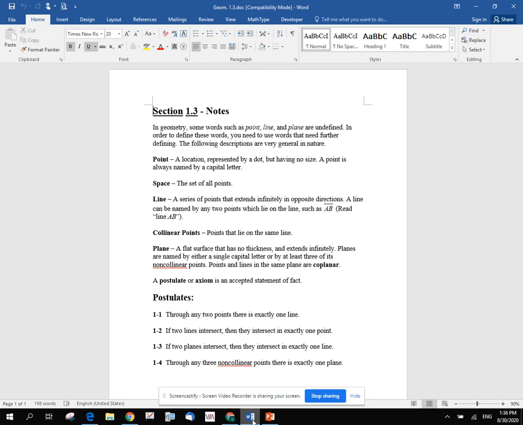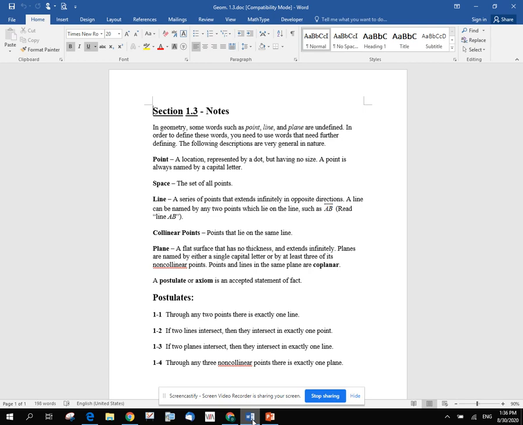So your book actually uses this language right here. It says, in geometry, some words such as point, line, and plane are undefined. In order to define these words, you need to use words that need further defining. It sounds like I'm talking in a circle, I realize, but I actually copied that right out of the book. And it says the following descriptions are very general in nature. And then we start with point.